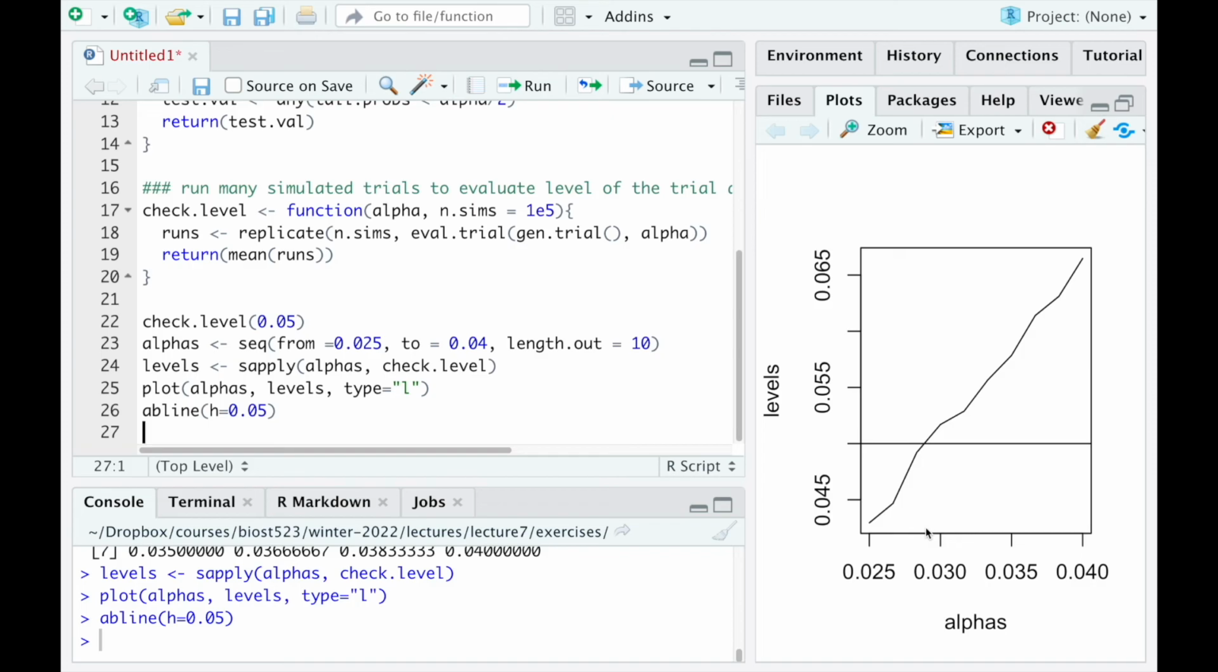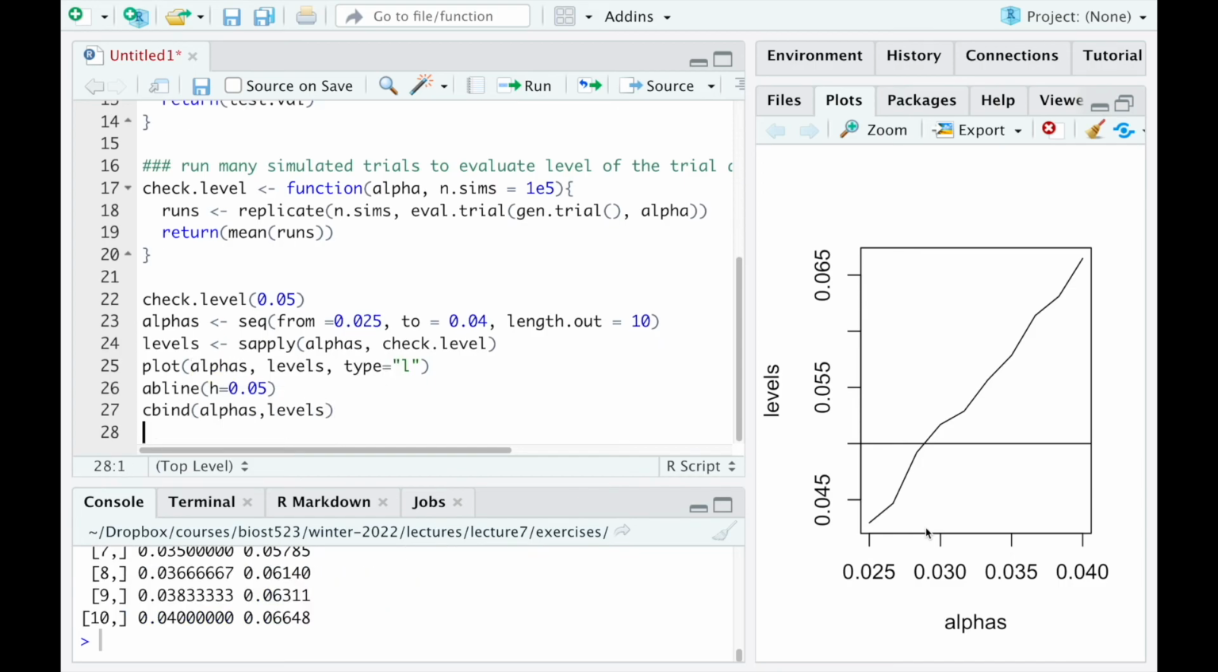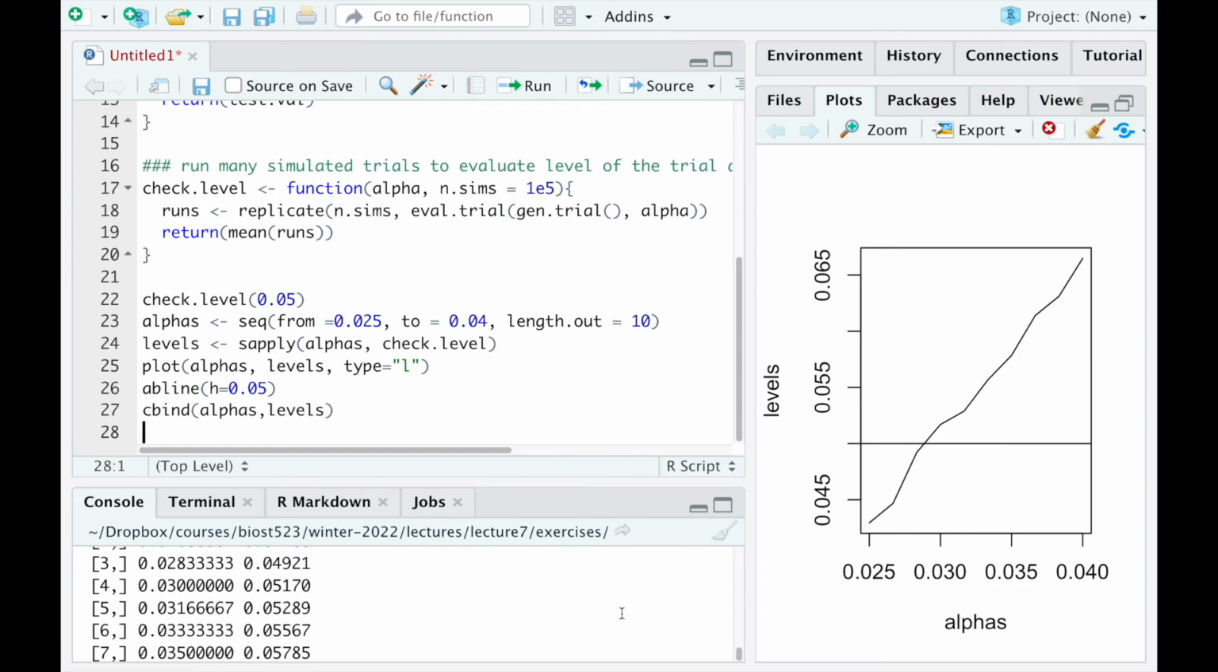We could also engage with this more quantitatively by looking at both the alphas and the levels together. And here we see that to attain a level of 0.05, we need an alpha value between 0.028 and 0.03. So maybe 0.029 would be appropriate. So again, if we wanted to be more precise, we could do this in a more fine-grained way, or maybe now we could rerun this, except rather than using this range for the alphas that we are considering and evaluating, we would use a much smaller range, the lower bound being this, perhaps, and the upper bound being this.